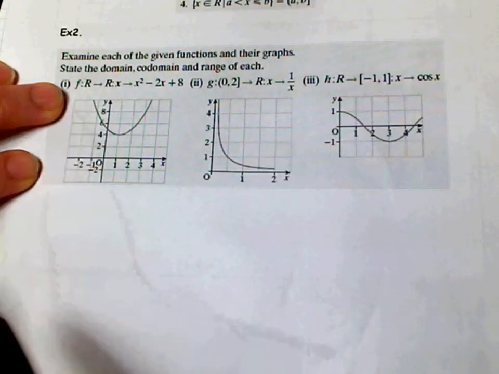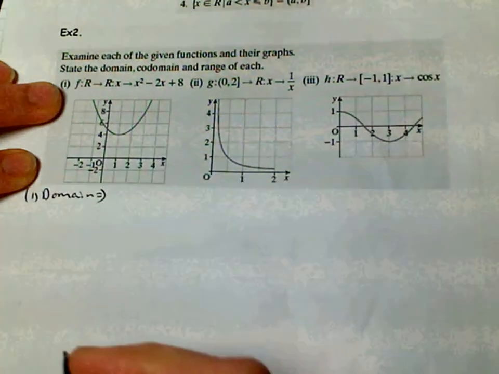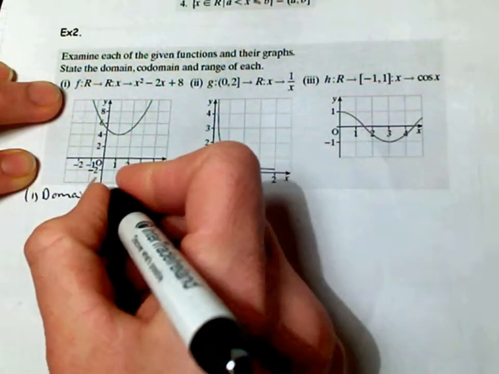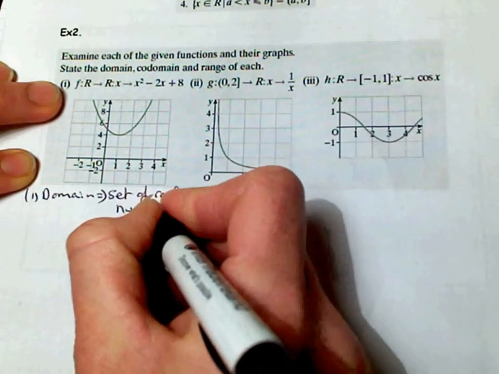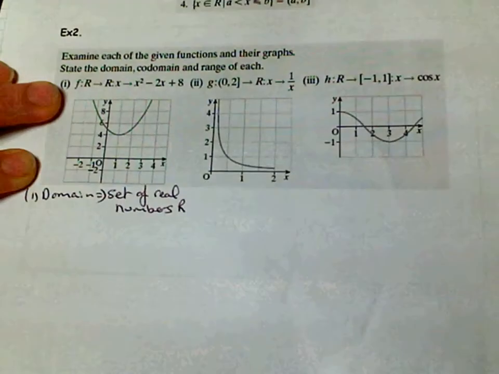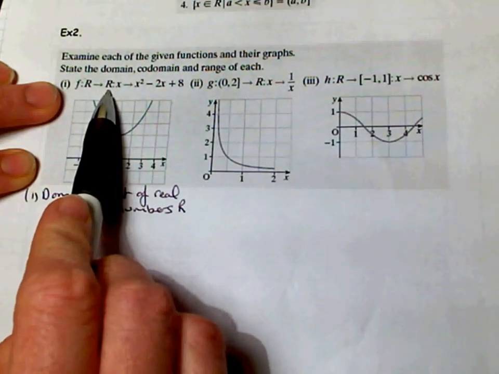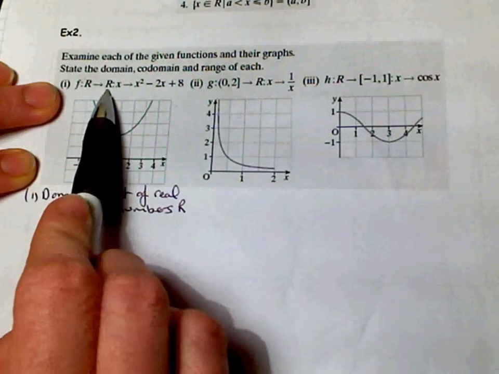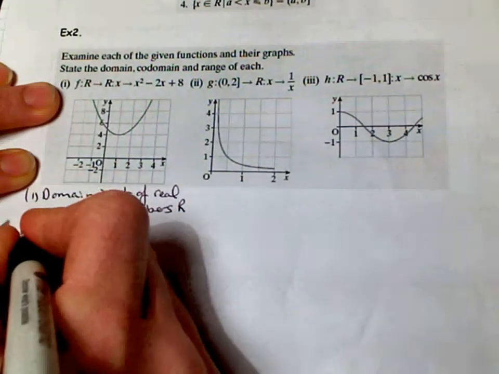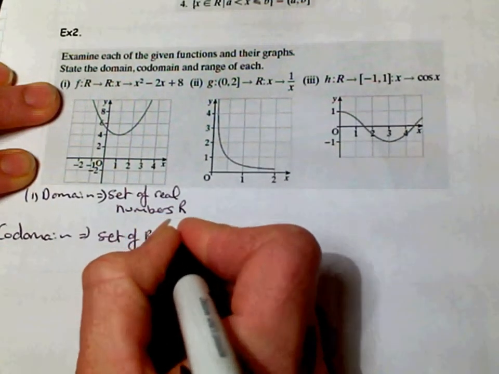For the first graph, the domain you're given is R. It's the set of real numbers, so that is what you write down as the domain, or you get away with just writing down R. Now the codomain, on the other side of the arrow, is also the set of real numbers.